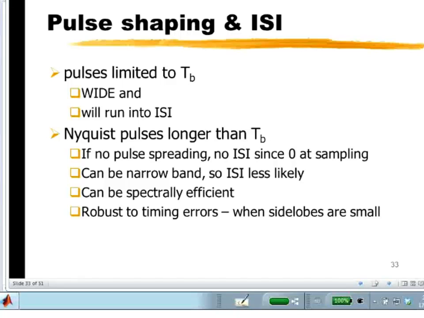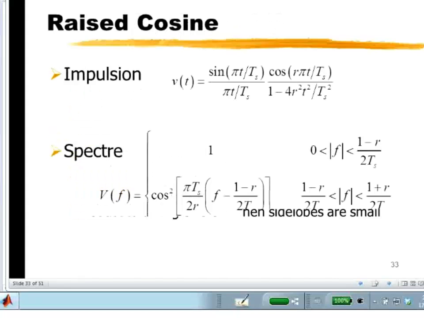Historically, optical channels were very, very wide band, and we didn't worry about spectral efficiency. But now as we're going into more dense packing of spectrum, having spectrally efficient pulses is more important. And also, they can be more robust to timing errors if we do our choice correctly, which can also be very helpful in the system, and I'll show you about that trade-off. So let's look at the raised cosine.